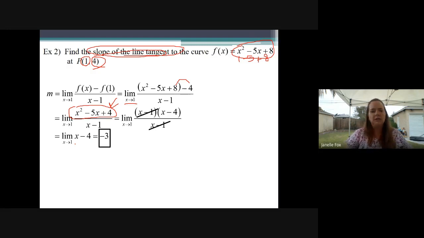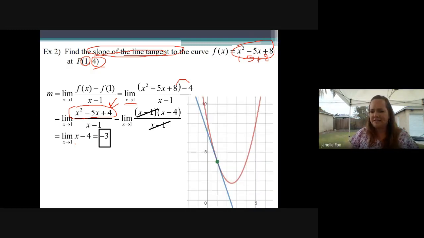is -3. Let's bring up a picture and see if we can prove it to ourselves, and let's see if that makes sense. Okay, I went ahead and graphed this on Desmos, and I just pulled up the graph real fast. This is the equation of the parabola. This is the coordinate (1, 4). This would be the tangent line, folks.